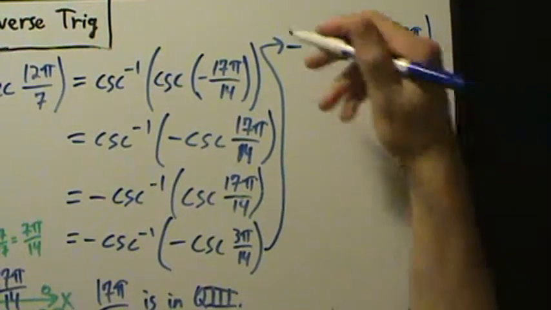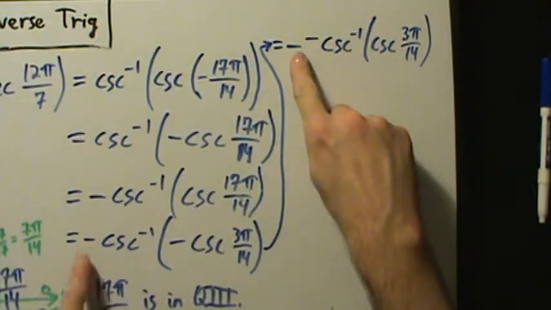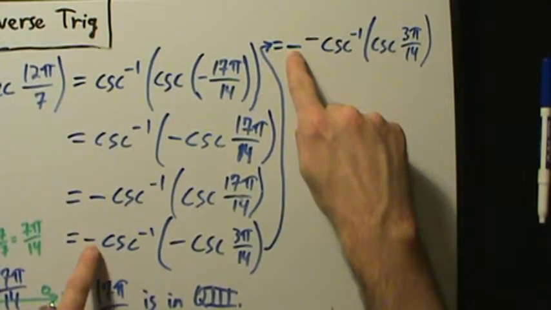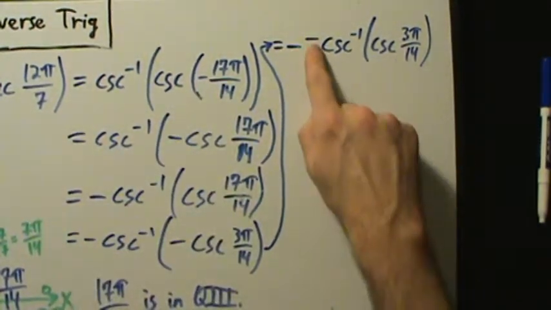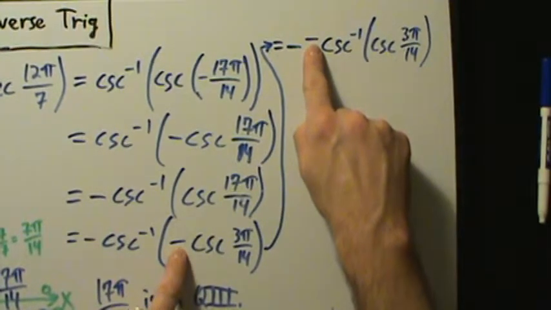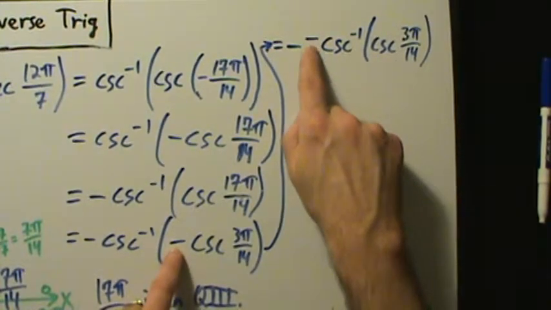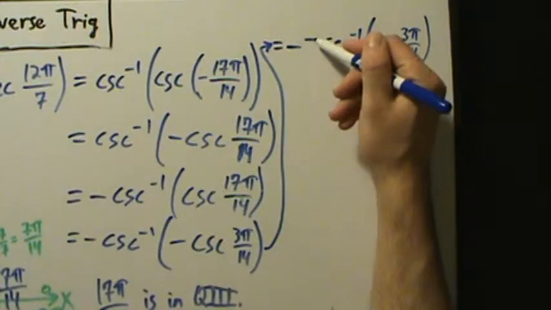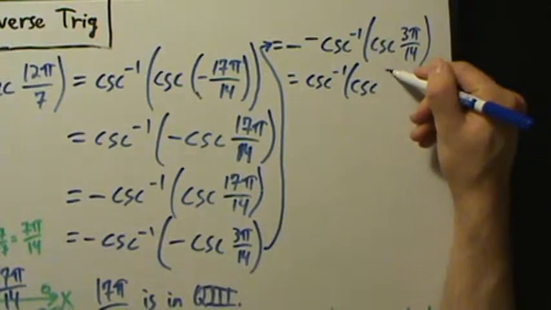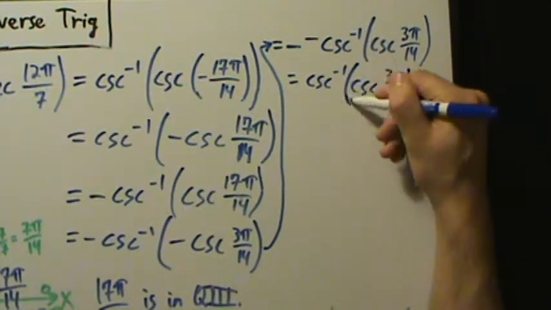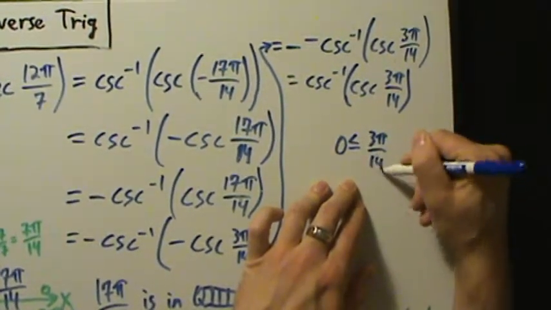So let's put an equal sign in there. Then this equals, this minus sign comes from this minus sign, which comes from that minus sign, which came from that minus sign. And then this minus sign right here comes from this minus sign. And this minus sign now appears on the outside of inverse cosecant because inverse cosecant is an odd function. We already used that fact earlier in the video. Now, negative negative becomes a positive, so this is just cosecant inverse of cosecant of 3 pi over 14. Oh, and check that out, that's great. Now, 3 pi over 14 is between 0 and pi over 2.